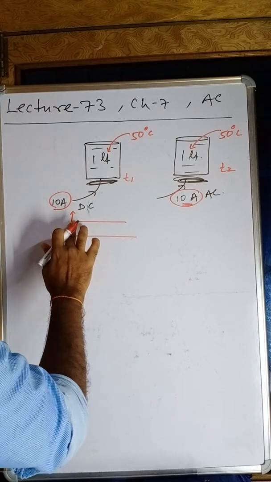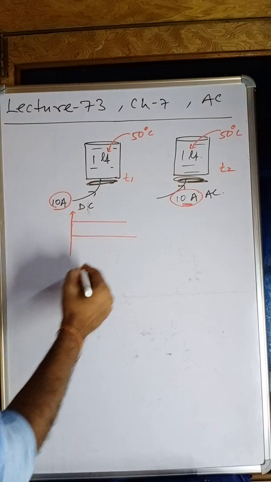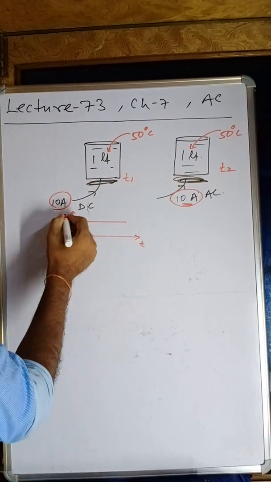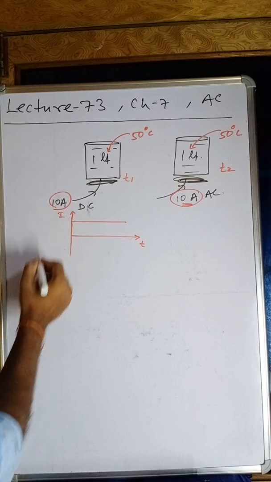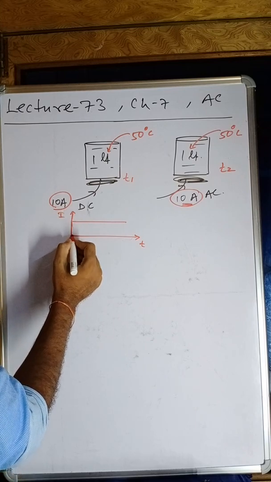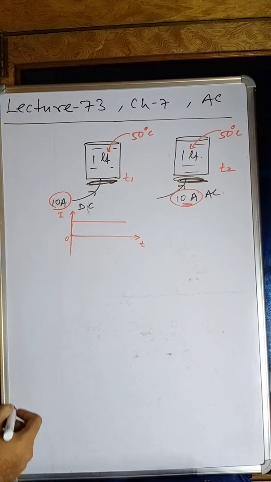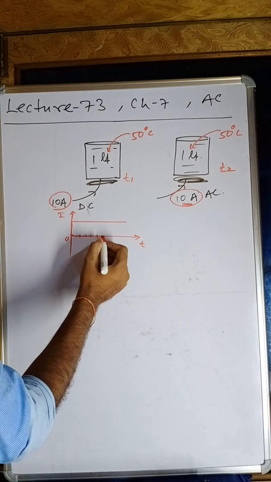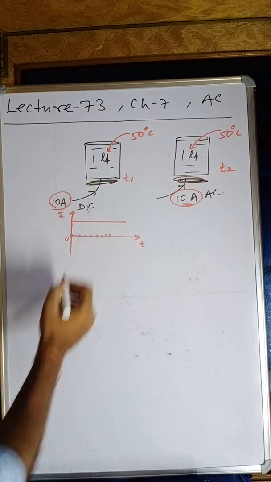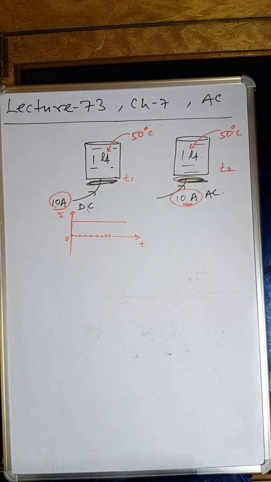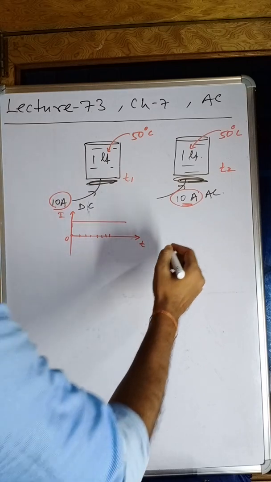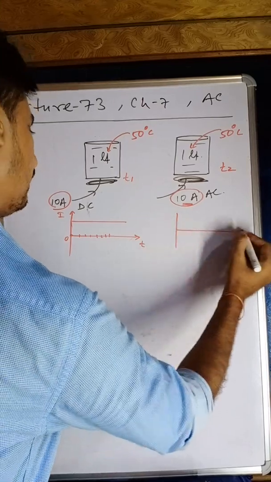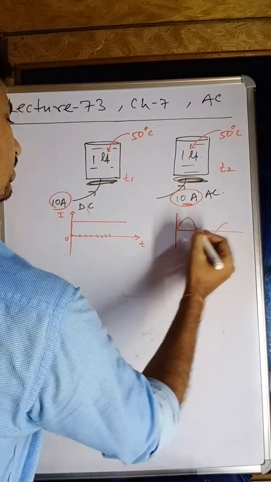But if this is the constant DC current, it means for each second, if this is the time and this is the amplitude of DC current I, then for each second you can find the 10 ampere current passing through it, and for each second you can see the 10 ampere going. Alright, for each second.